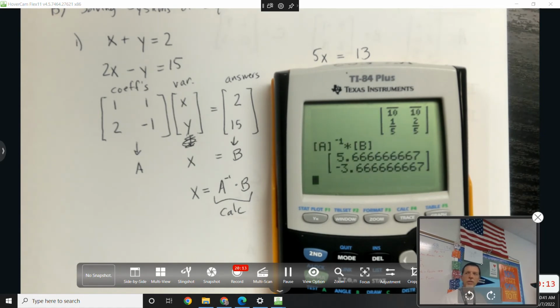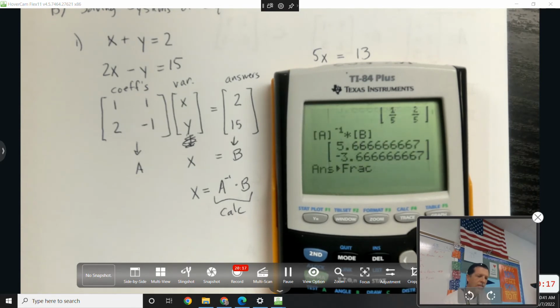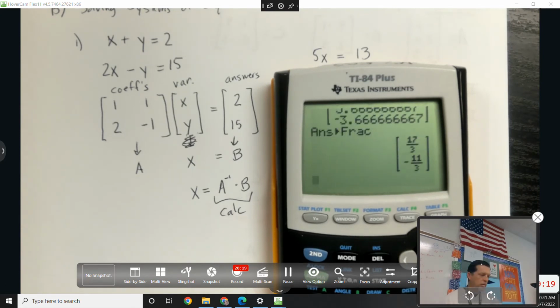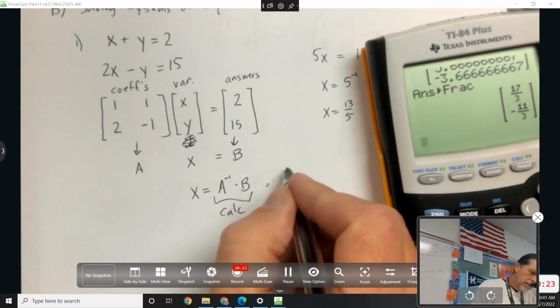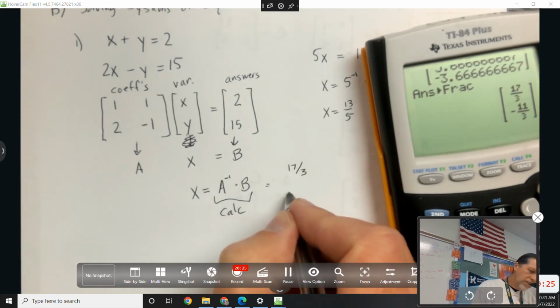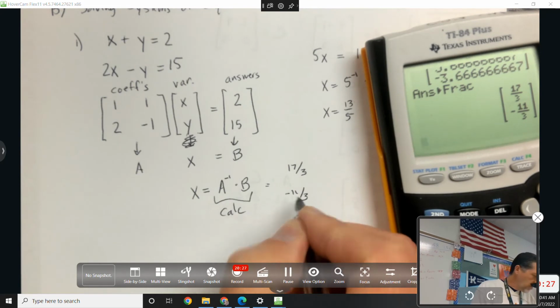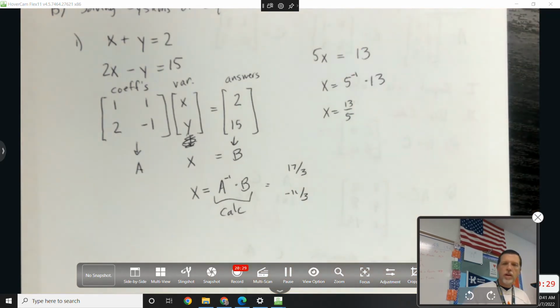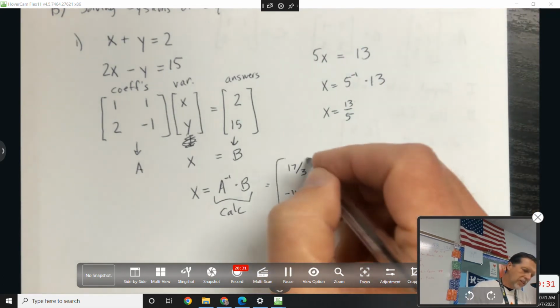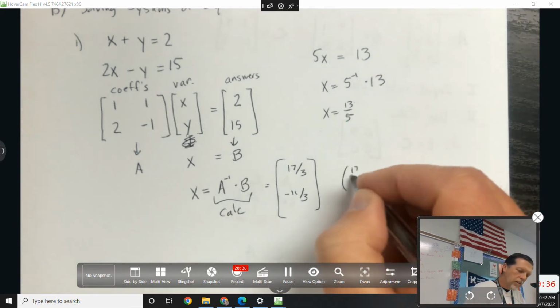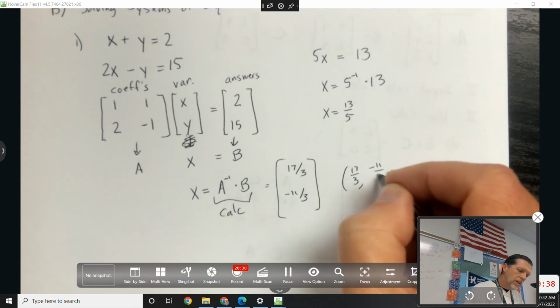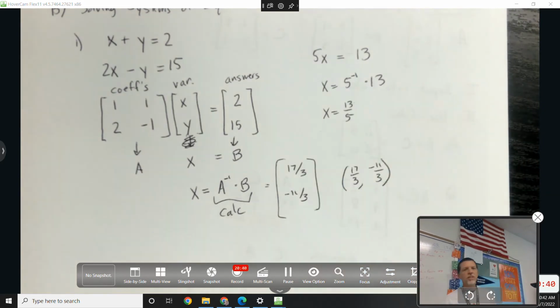Ooh, ugly numbers, so this would be a good spot to go math frac and get nicer numbers. So we get 17 thirds, negative 11 thirds. But I don't want your answer as a matrix. I want it as an ordered pair. So 17 thirds, comma, negative 11 thirds.